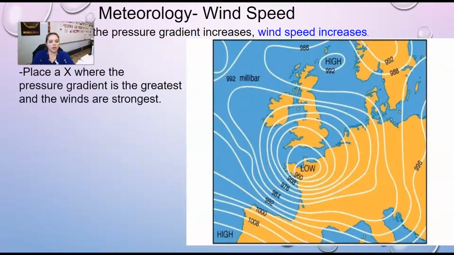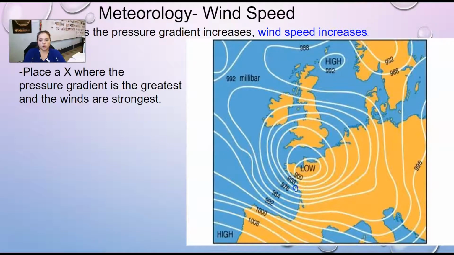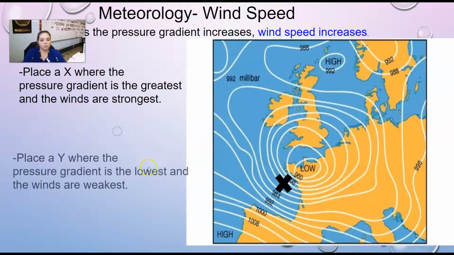Okay, so place an X where the pressure gradient would be the greatest here. So you'd look where the isobars are the closest. I put one right about here. Y where it is the lowest. I would say right up here.